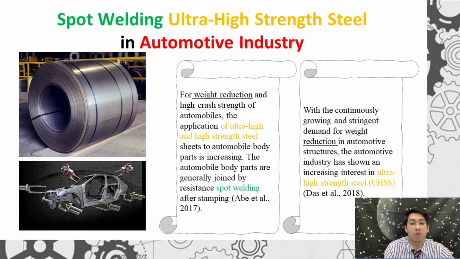Okay. Ultra high strength steel, UHSS. Its application is wide in the automotive industry. According to Abed et al., the characteristics of UHSS, which are a very high strength to weight ratio, make it very popular in the automotive industry. Generally, UHSS are joined by spot welding, with the automotive industry nowadays targeting weight reduction for their vehicles. The UHSS usage is going up.